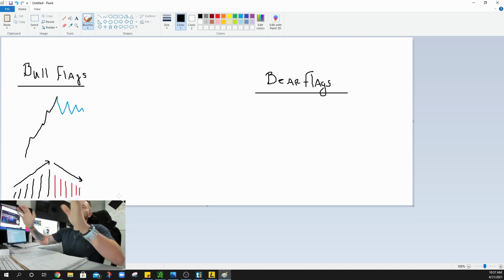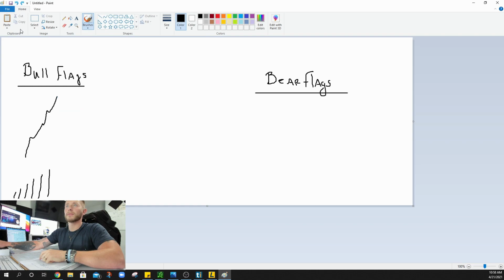Now you have two versions of a flag: a bull flag and a bull pennant. The criteria is exactly the same, and they are still continuation patterns. The only thing that differs between a bull flag and a bull pennant is the formation of the consolidation. Every now and then you may get consolidation where it's building higher lows and lower highs. You may see something like that, and that would be considered a bullish pennant.